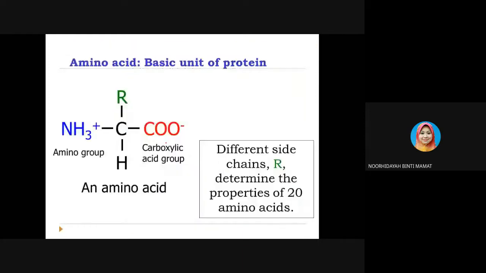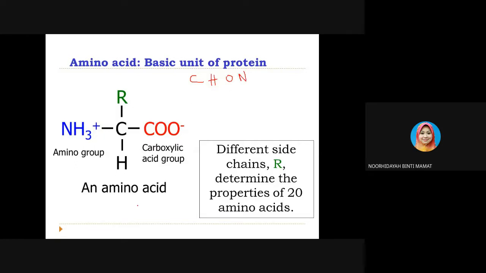Okay, then we move to the basic unit of protein. Just now I was talking about protein. They have carbon, and they are also composed of hydrogen. They are also composed of oxygen, but additional to carbohydrates and also lipids, the fat, is the presence of nitrogen.